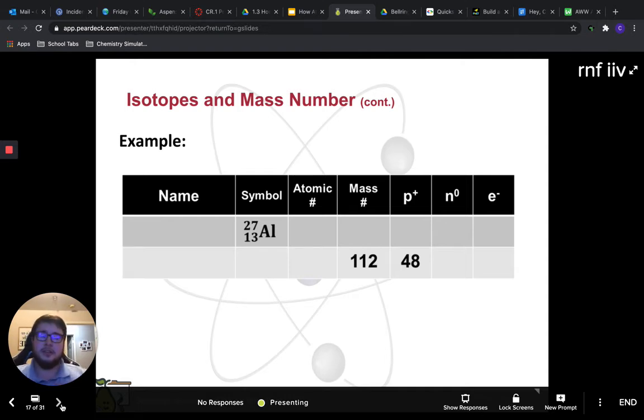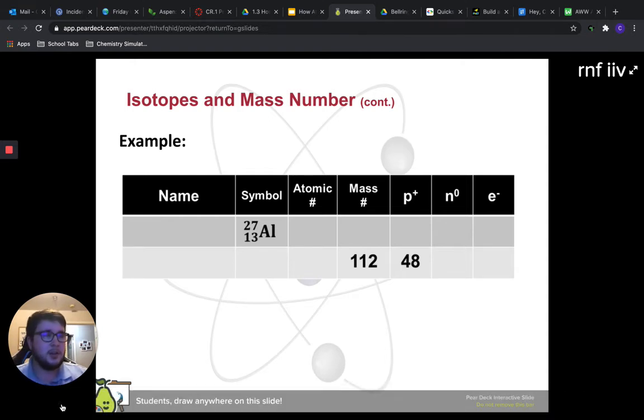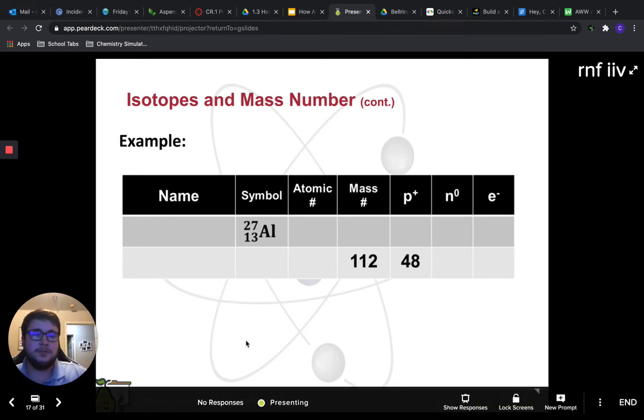So I want you to try this. Go ahead and pause this video and try and fill in this table using the text box feature on your response thing. And once you feel like you have it, then come back and check your answer. So look for the symbol. You're going to type the name of the element with a dash and then the mass number. And then you're going to put the number of protons, neutrons, and electrons along with these two as well.